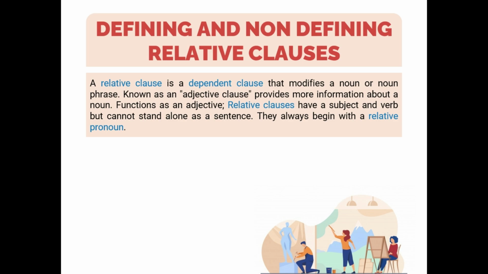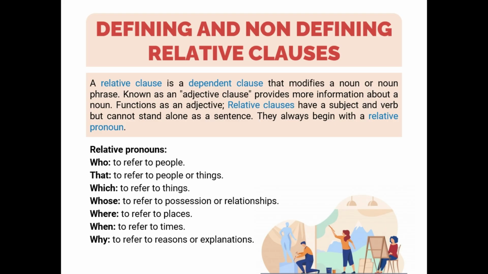Relative clauses have a subject and a verb, but cannot stand alone as a sentence. They always begin with a relative pronoun, which replaces a noun phrase or a pronoun. Now, we use relative pronouns like who to refer to people, that to refer to people or things, which to refer to things, whose to refer to possession or relationships, where to refer to places, when to refer to times, why to refer to reasons or explanations.